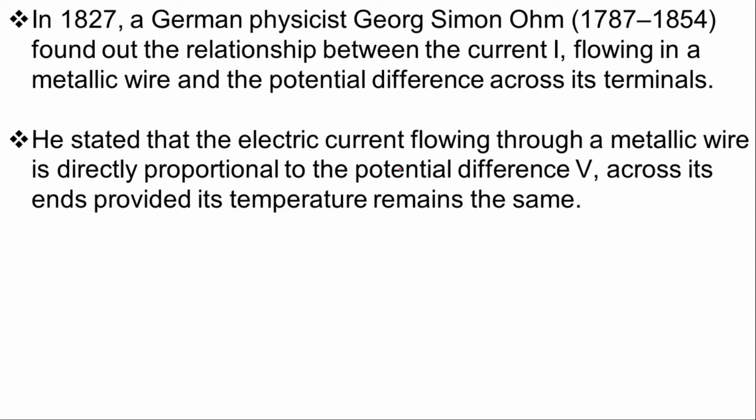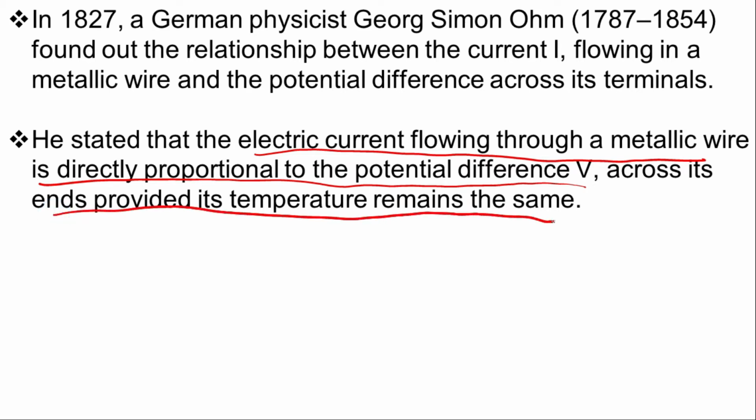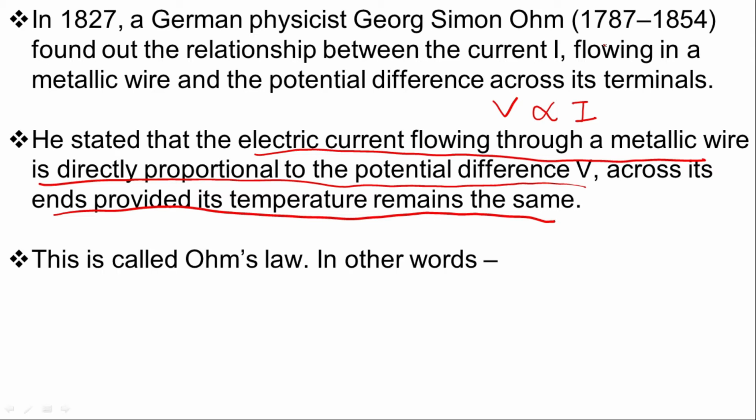He stated that the electric current flowing through the metallic wire is directly proportional to the potential difference V across its ends, provided its temperature remains constant. So he stated that the potential difference across a conductor and the current through it are in a proportionality relationship. He observed this after doing the activity, with the condition that temperature must remain the same, and this is known as Ohm's law because it was stated by Georg Simon Ohm.